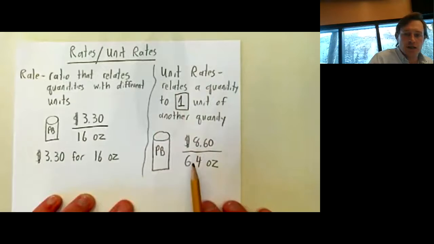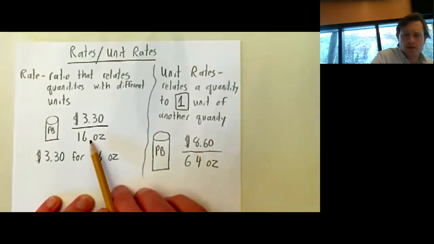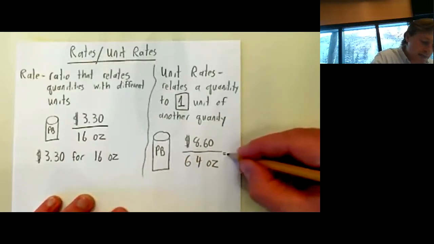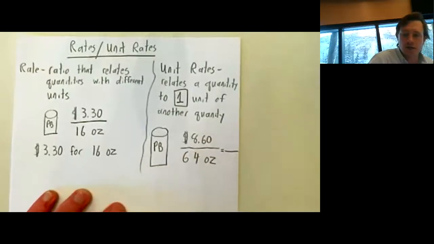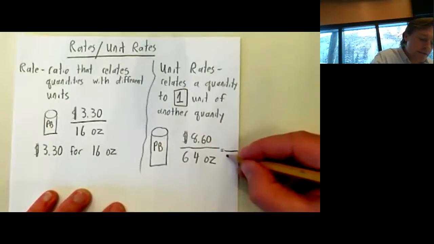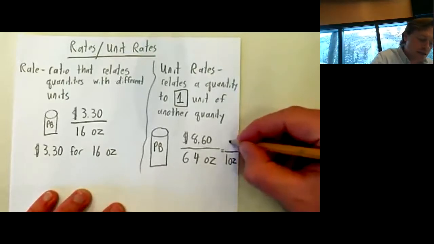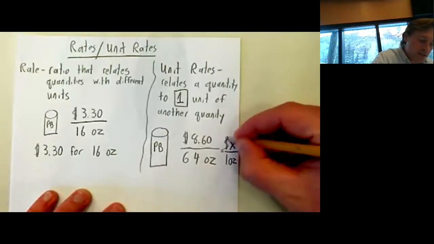Now, what I've done here is just the same thing over here. This is just a rate because it has 2 different units, dollar signs and ounces. But what's going to make it a unit rate is I'm going to set up a separate ratio. Sorry, kind of running out of room here. But here's where the 1 ounce is going to come into play. Over here we had 64, but I want to know what 1 ounce cost. So that's going to leave me with X dollars.